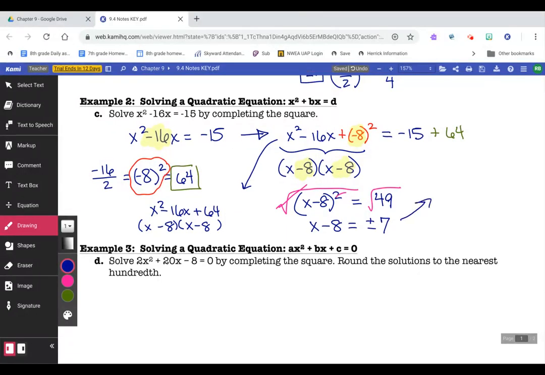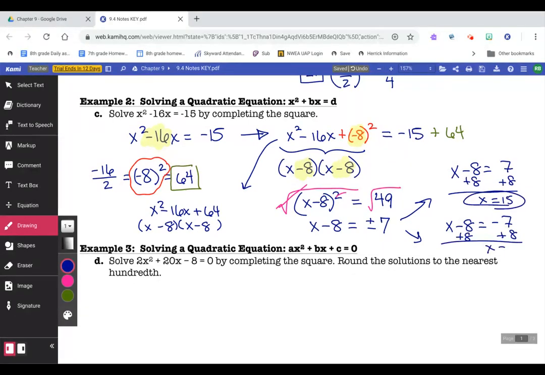Now let's solve, and we have x minus 8 is equal to positive 7, and x minus 8 is equal to negative 7. So when you add 8 to this side, you get x is equal to 15, and when you add 8 to the other side, you get x is equal to 1. And those are your two solutions, 15 and 1.